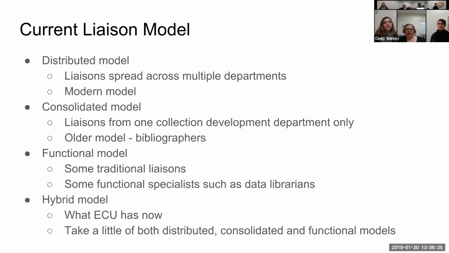And finally, the model that ECU uses is the hybrid model. This takes a little bit of the distributed, the consolidated, and the functional and mushes it all together. At ECU, we have a collection development department with 3 full-time people in it, a full research and instructional services department, and a scholarly communications department with a head of scholarly communications and a data librarian. And finally, we also have a copyright officer.